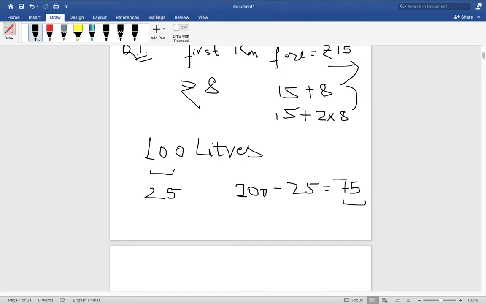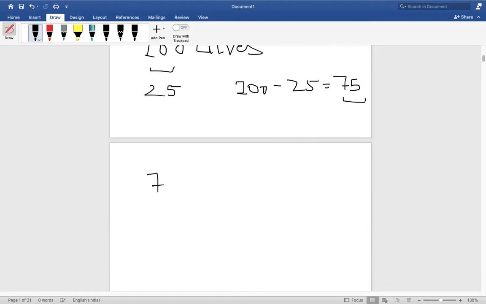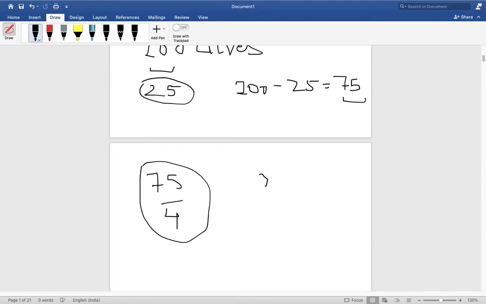Now it will remove 1/4 of 75. So first the removal of air was 25 liters. The next removal is 75 by 4. So how much is 75 by 4? It is 18.75. So 18.75 is not equal to 25. So this is not an AP.